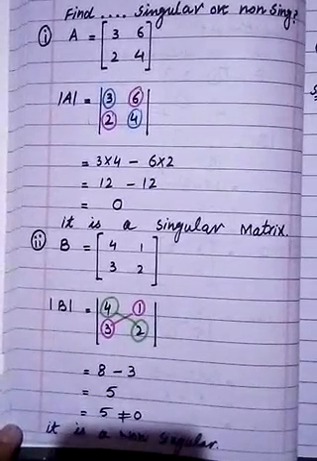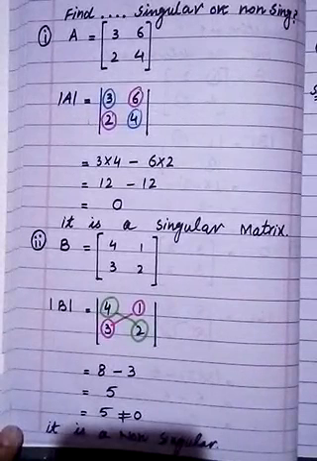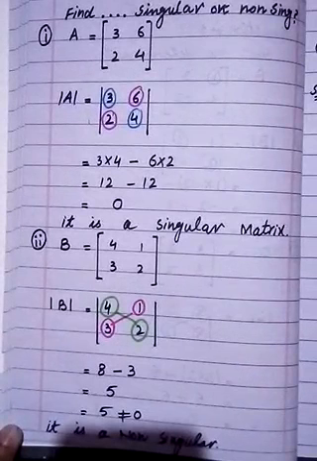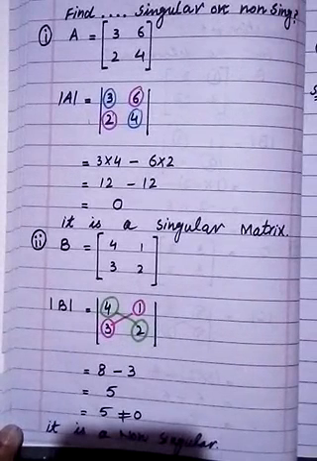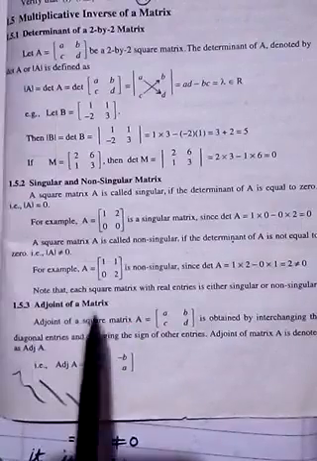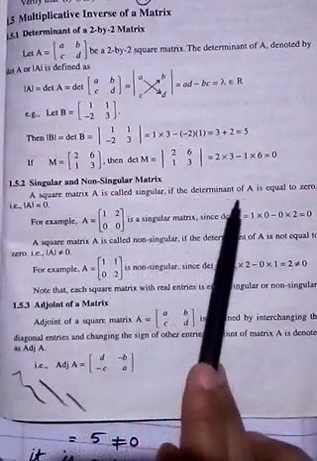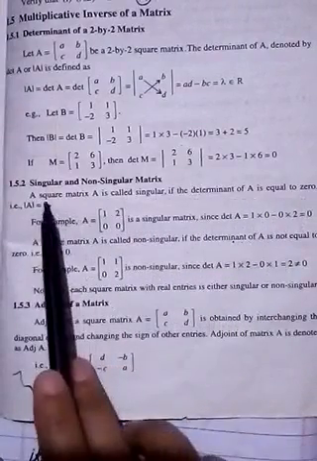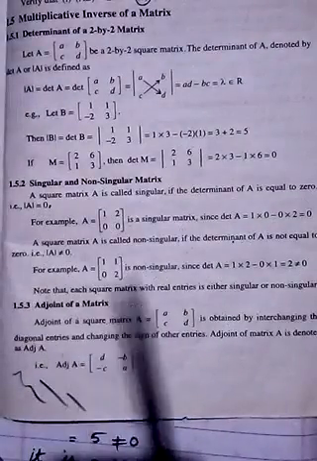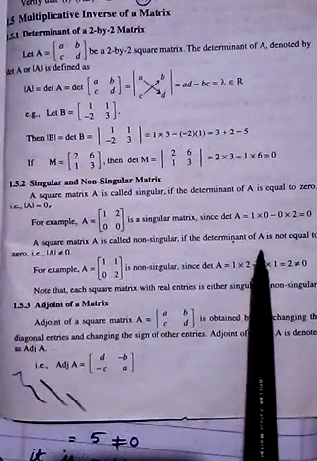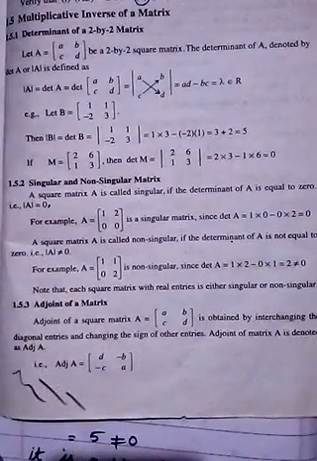So, the conclusion is that when the determinant equals 0, it is a singular matrix. When the determinant does not equal 0, then it is non-singular. Its definition is mentioned on page number 21. Singular and non-singular matrix: a square matrix A is called singular if the determinant of A is equal to 0, and it is denoted by A mod. You can write its example by yourself. Second, a square matrix A is called non-singular if the determinant of A is not equal to 0. Now, you have to write the definition.